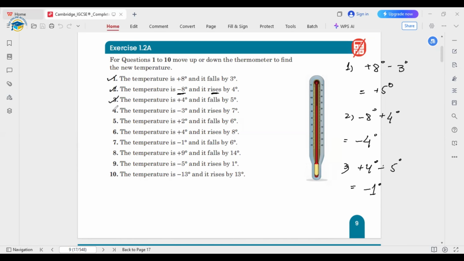Okay, next, the temperature is -3 degrees and it rises by 7 degrees. So this will be negative 3, 7 minus 3 will be 4. And as 7 is the greater number, it will have a positive sign like this. Fine. Okay, so next the temperature is +2 degrees and it falls by 6 degrees. So positive and negative is again negative, and there we go with -4 degrees. Okay.